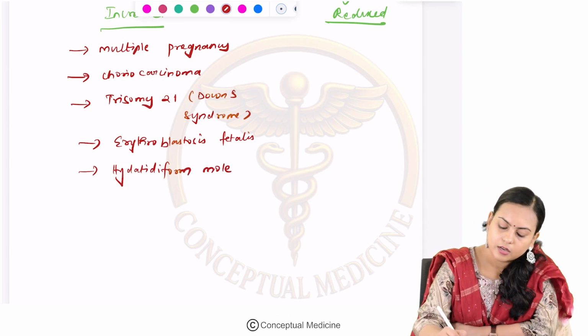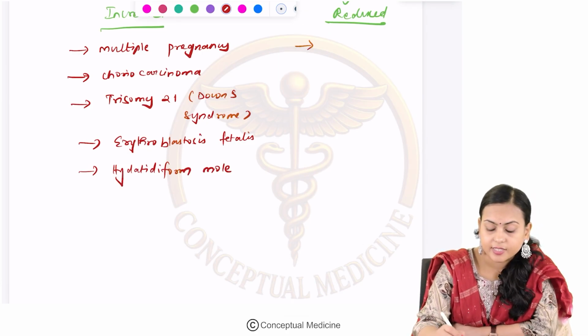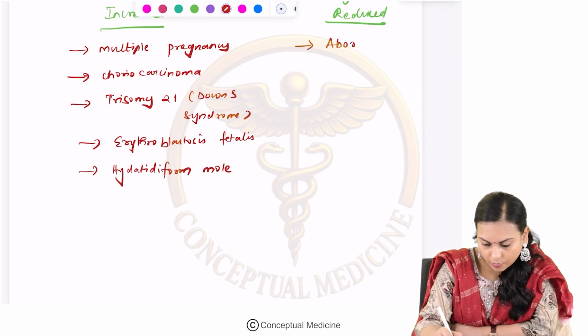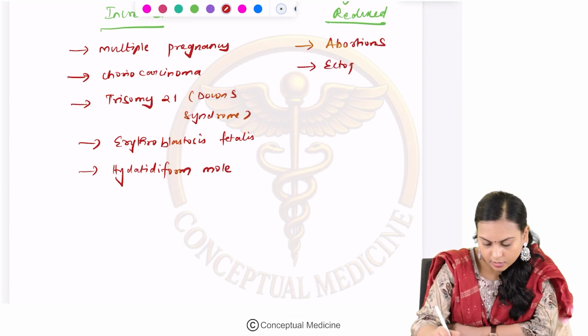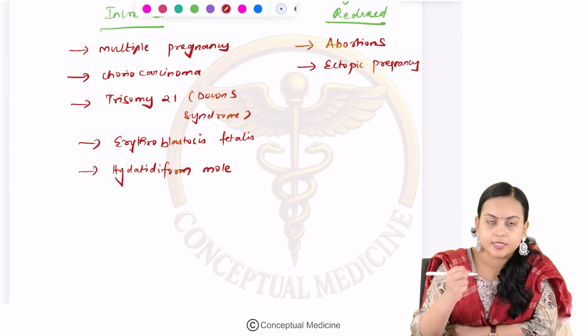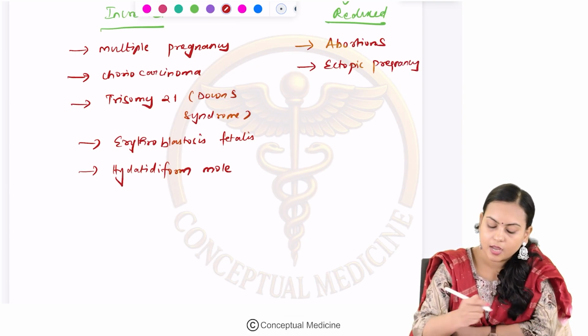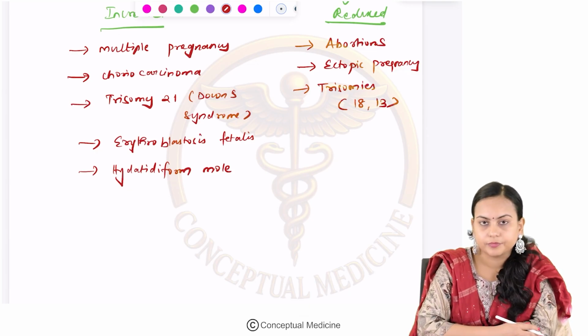Yes, it is reduced in conditions like abortion and ectopic pregnancy. Okay, and you can also tell other trisomies, like 18 and 13.